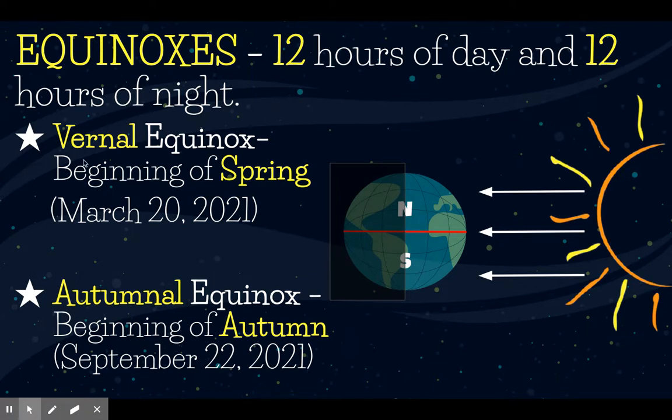You can remember vernal because the word vernal usually refers to something that is fresh or new. And in the springtime, with all the new growth and new life that's happening, things are fresh and new. So the vernal equinox is the first day of spring. For us, that will occur on March 20th, 2021.